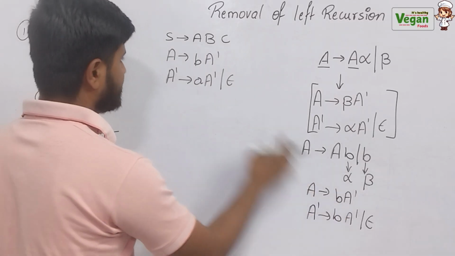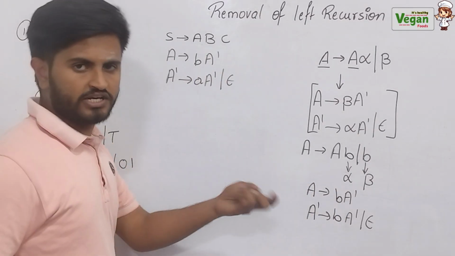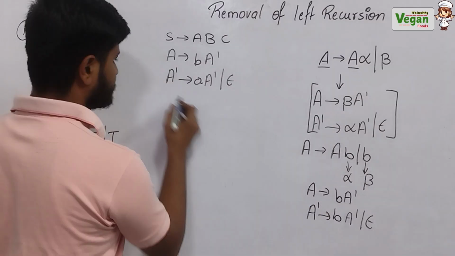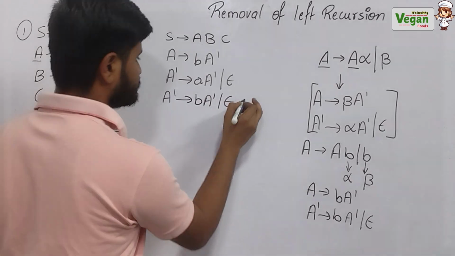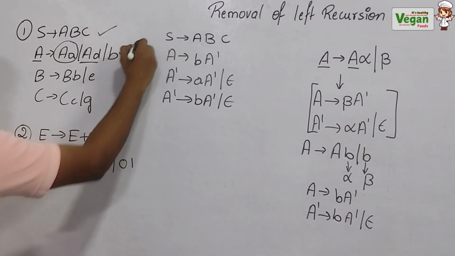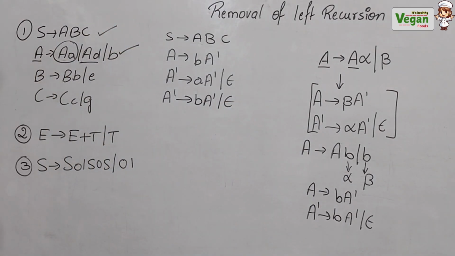A producing beta A dash is already written, so no need to write it again. You just write this one: A dash producing small d A dash slash epsilon. Now this is over. Now let's move on to the other.